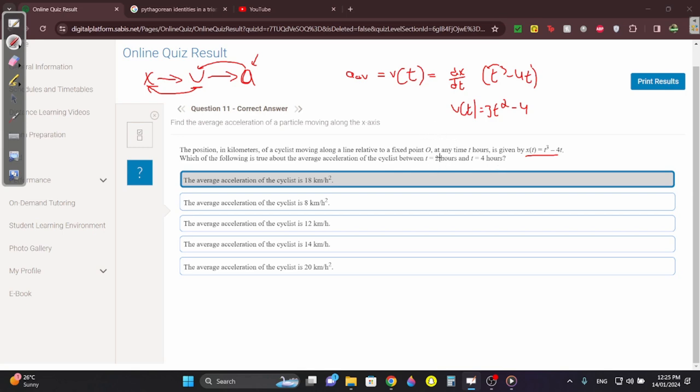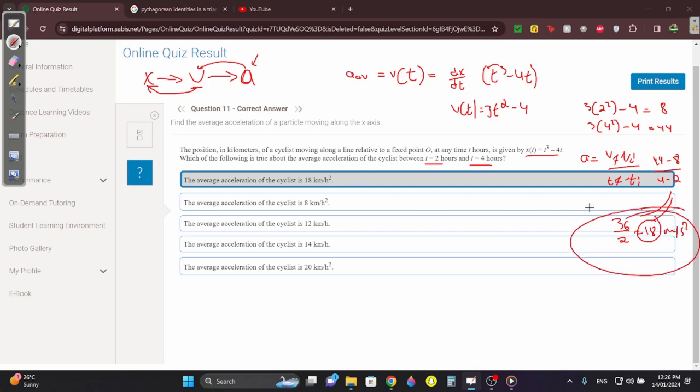Now we can find our acceleration. We substitute t equals 2 and t equals 4. So it will be 3 times 2 squared minus 4, or 3 times 4 squared minus 4. This one is 12 minus 4, which is 8, and this one is 48 minus 4, which is 44. Now we have v final and v initial, so we do v final minus v initial over time final minus time initial. v final is 44, v initial is 8, time final is 4, initial is 2. You get 36 over 2, which is 18 meters per second squared.